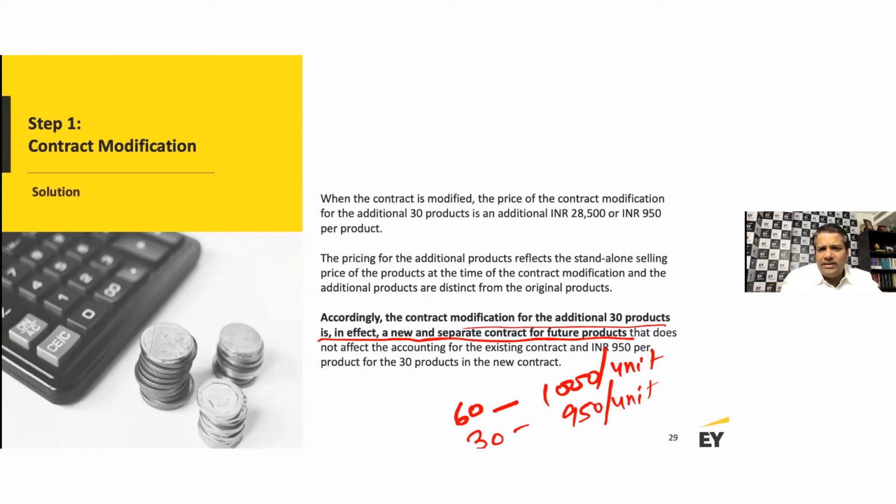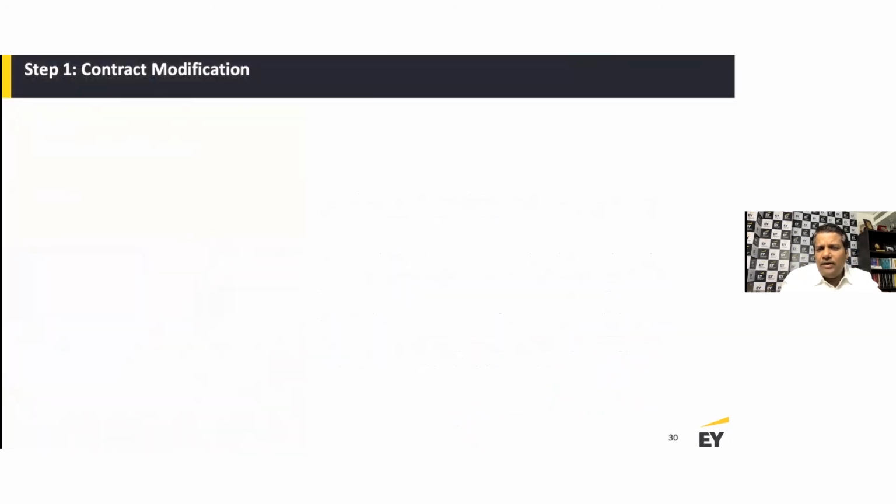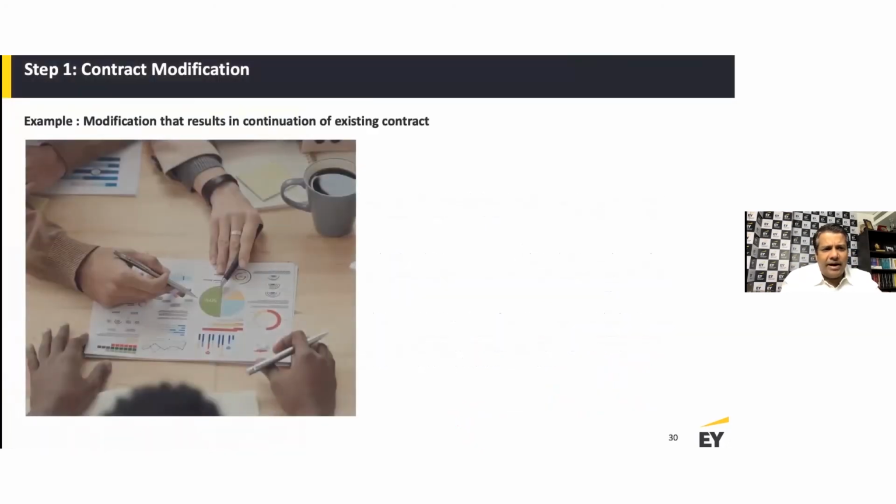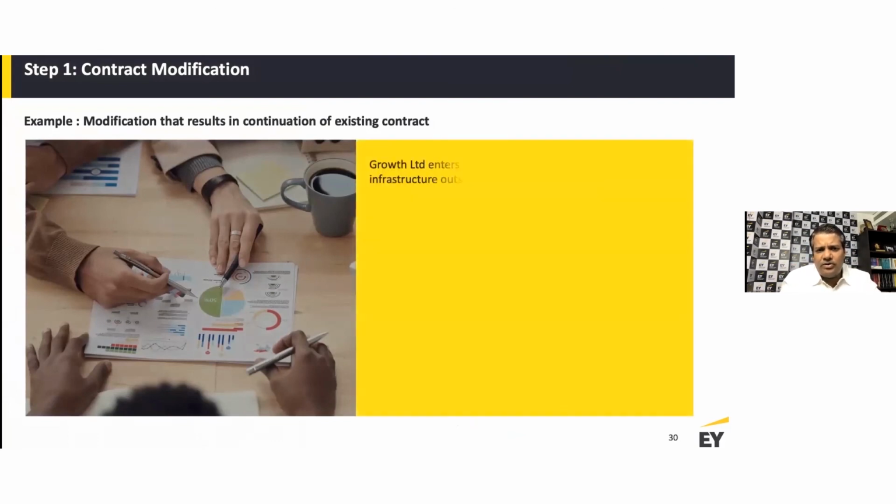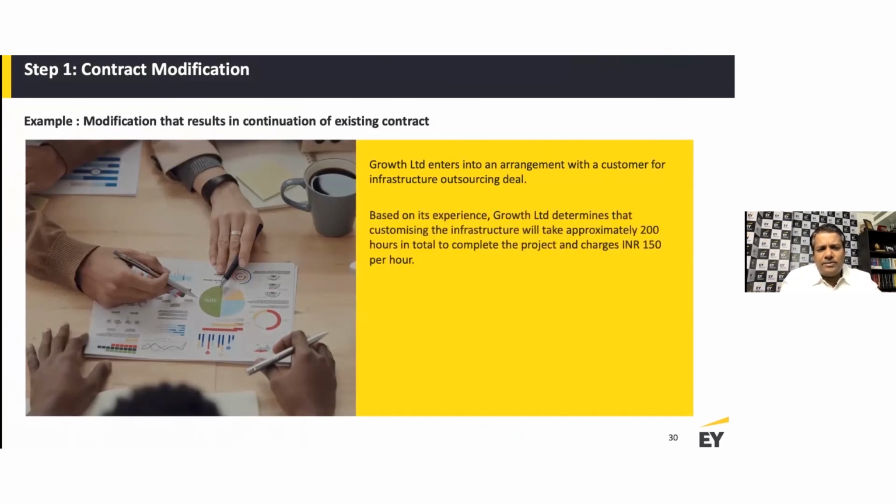Now we will look at an example where we may have to look at them as a continuation, right? Modifications that result in continuation of an existing contract. So there's a company, Growth Limited, that enters into an arrangement with a customer for an infrastructure outsourcing deal. Based on its experience, Growth Limited determines that customizing the infrastructure will take approximately 200 hours in total to complete the project, and charges INR 150 per hour, right?